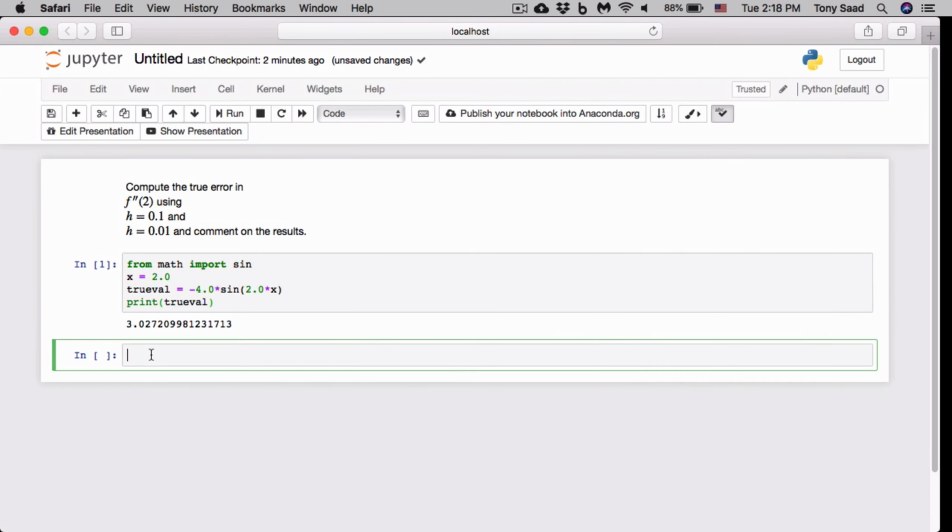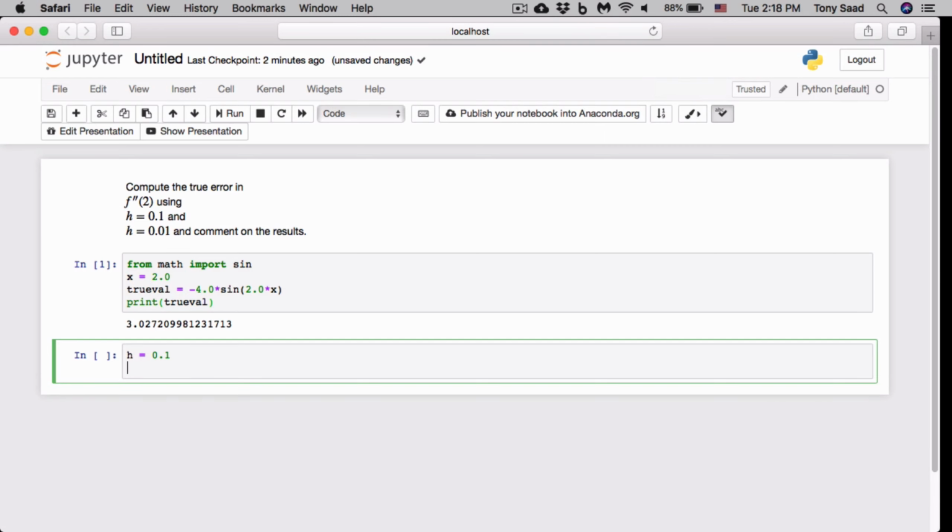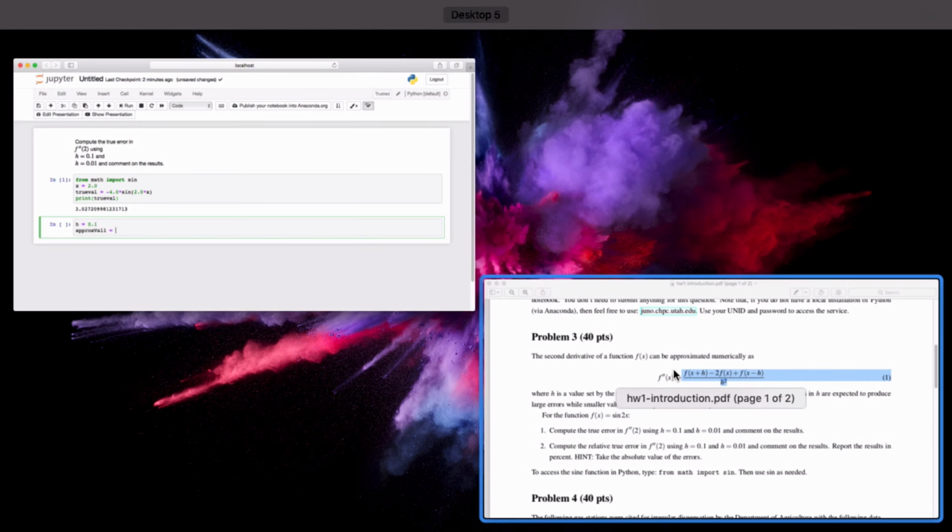Okay? So let's say for h equals 0.1, we set the value, and then approximate value 1 is equal to, what was this? f of x plus h minus 2 f of x plus f of x minus h over h squared.